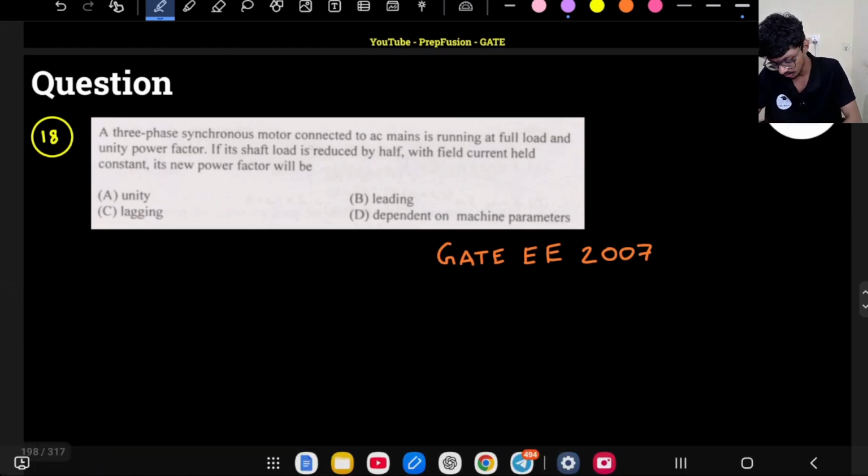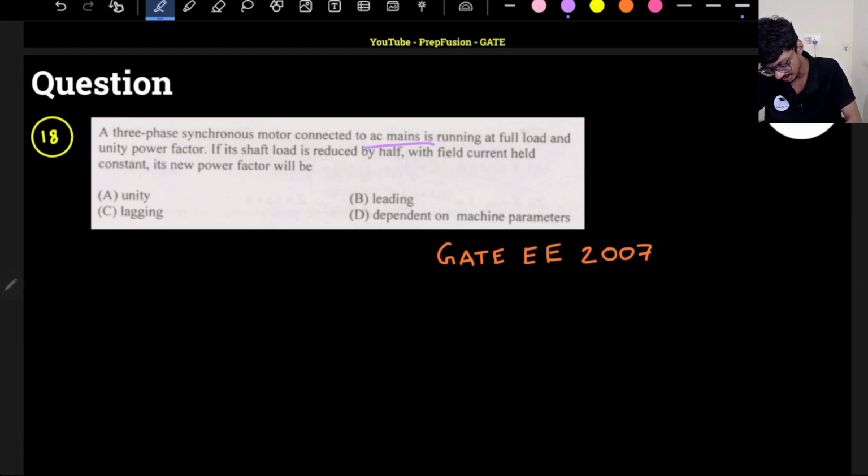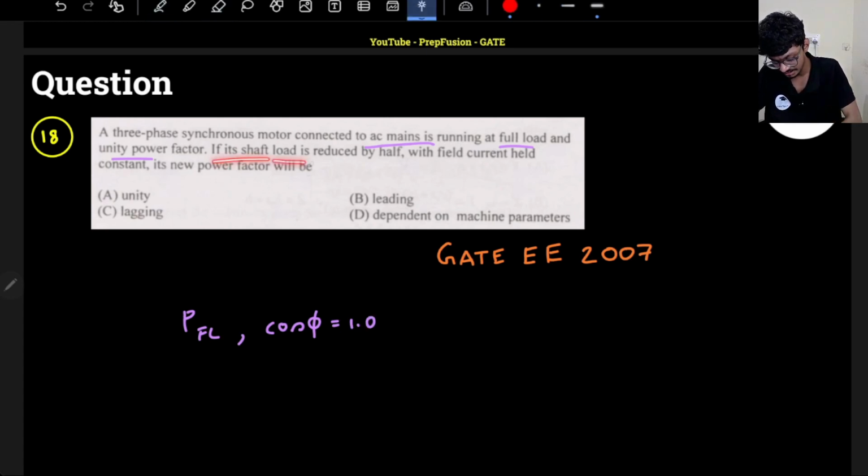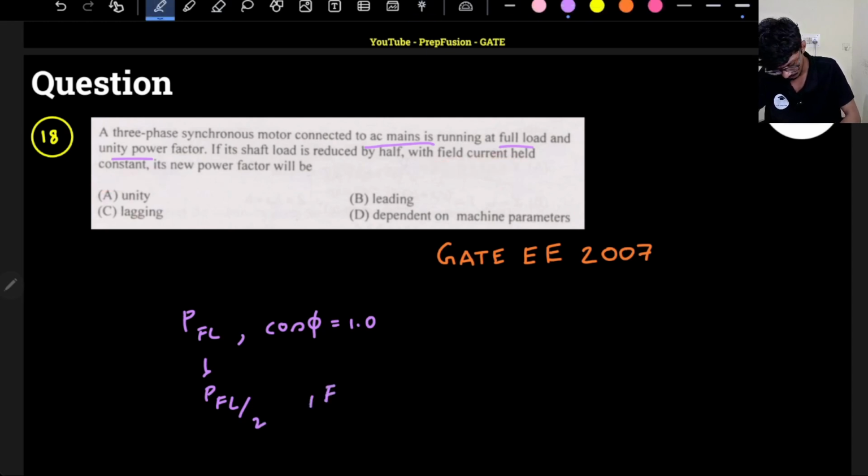A three-phase synchronous motor connected to AC mains is running at full load. It is operating at full load and at unity power factor. So P is full load and cos phi is unity. If its shaft load is reduced to half, that means P full load by 2, with the field current held constant. So EF is constant.